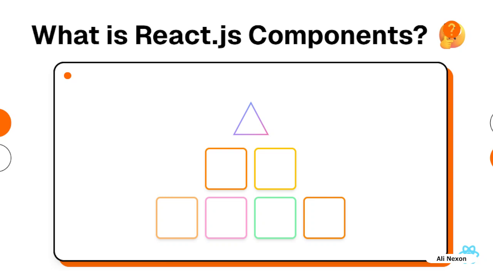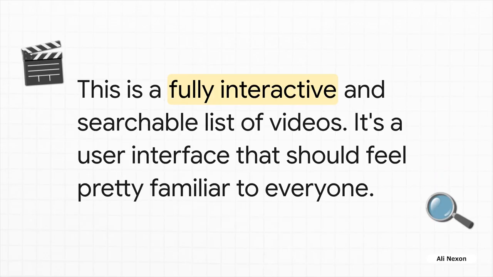Have you ever looked at a really complex website, like Netflix or Airbnb, and just wondered, how do they even build that? Well, the secret isn't some crazy complex technology. It's actually a single powerful idea. And today, we're going to break that idea down. React Components.